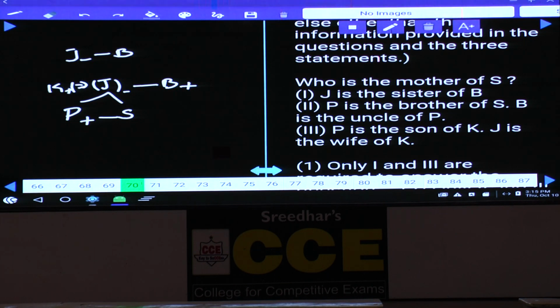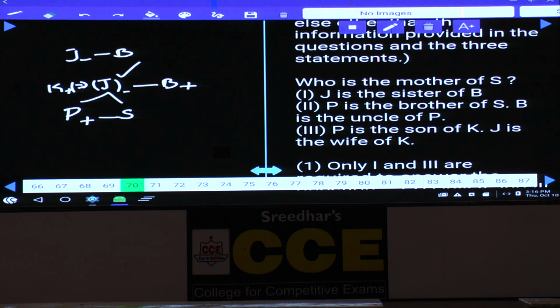Now the question is who is the mother of S here? J is the mother of S. Are we getting the answer or not? By combining which two conditions are we getting the answer here? P is the brother of S, and B is the uncle of P. P is the son of K. J is the wife of K.